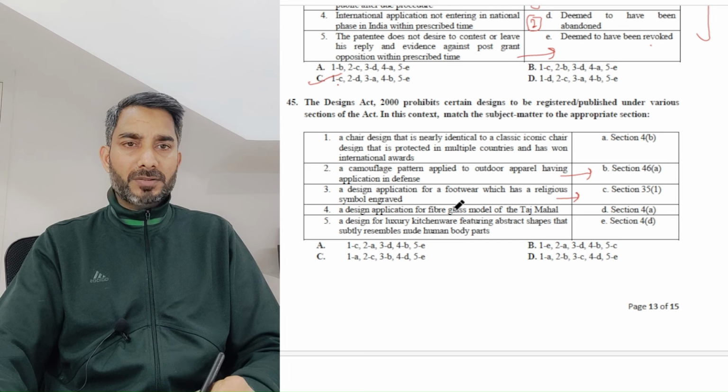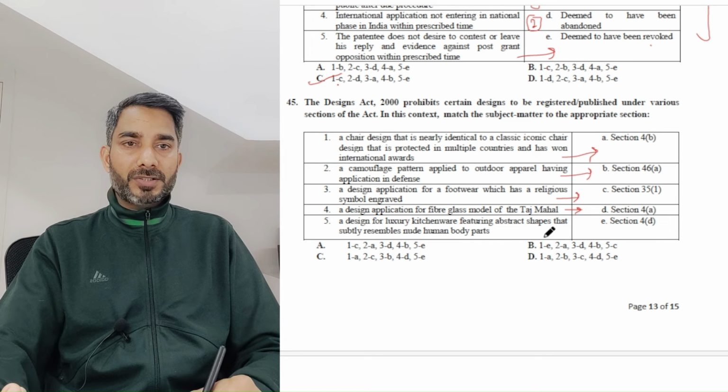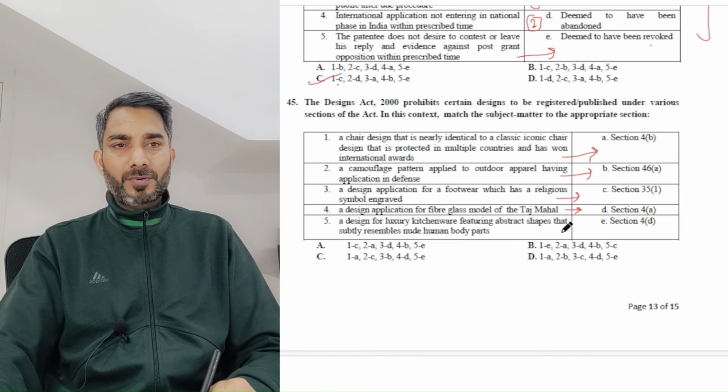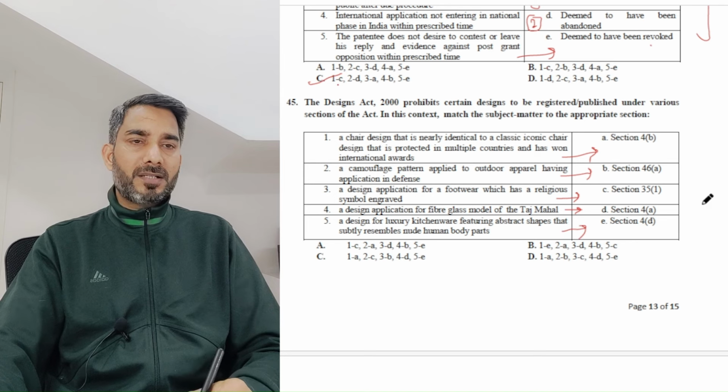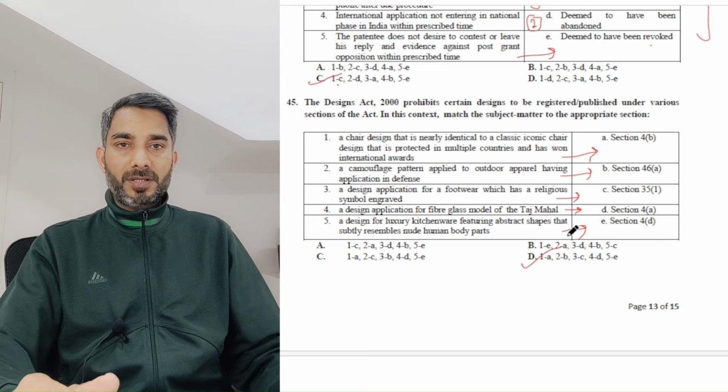35. A design application for a fiberglass model of the Taj Mahal. There is no originality here. Everything is straight. A chair design that is nearly identical to a classical iconic one published before: 4B. A design for luxury kitchenware featuring abstract shapes that subtly resemble nude human body parts. This is also section 4D. Scandalous and obscene, right? So D, straight from the Act.